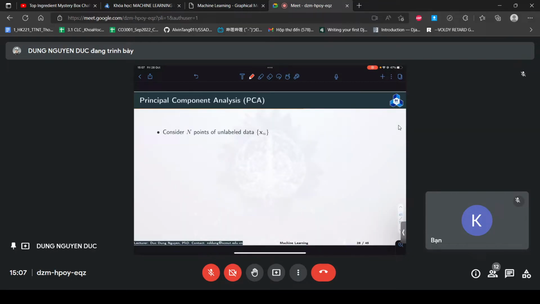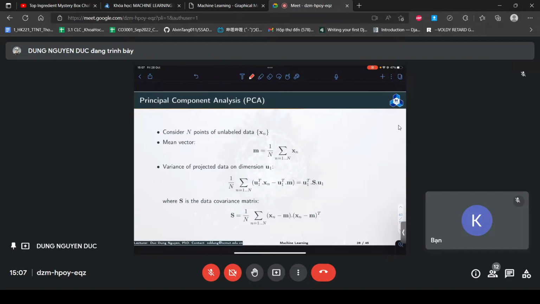And here is some information you may want to consider. First, we may be interested in taking the mean of the data. Of course, the mean is very important. It tells you what is the center of the distribution, right? And then you may be interested in calculating some sort of variance of the projected data. So when you project your data onto the new dimensional space, you would like to observe the variance of your data on each dimension. Okay, and that turns out to be the formula you are seeing here.